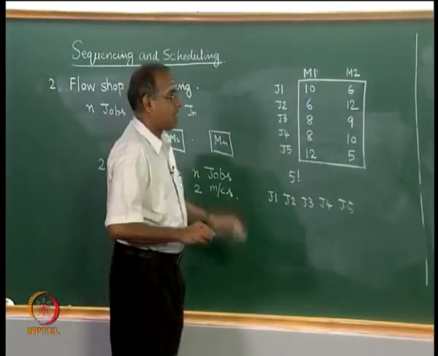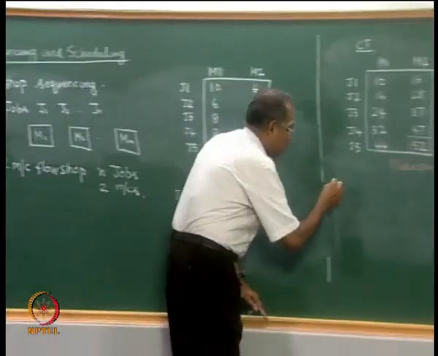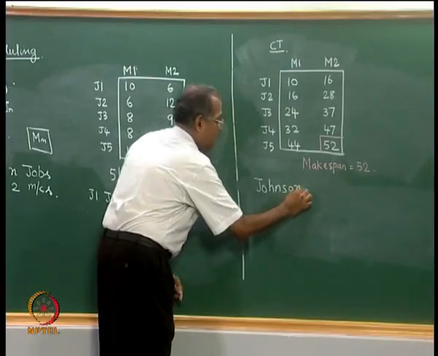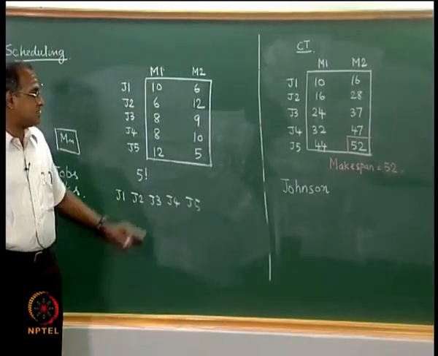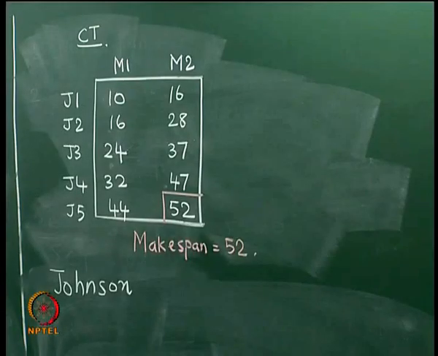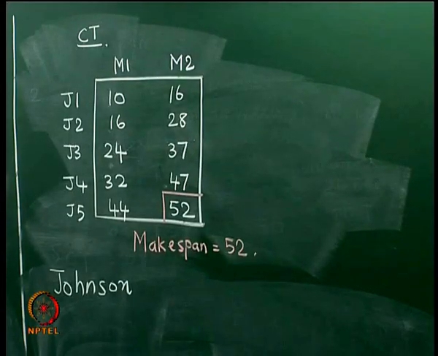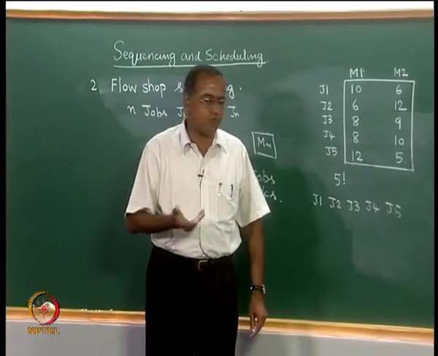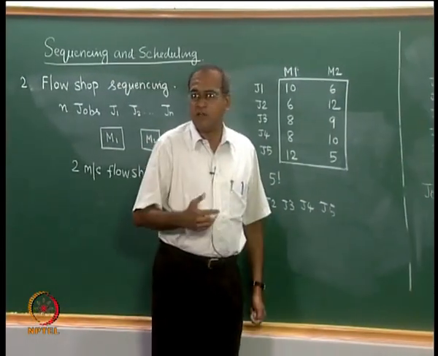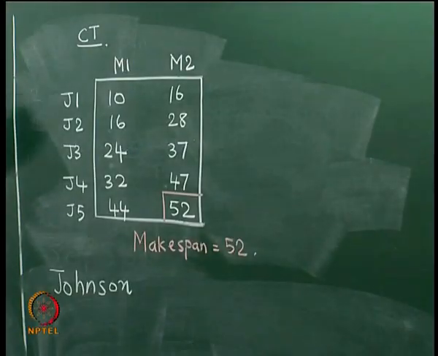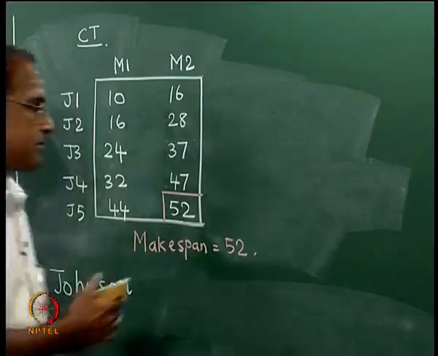Now, a very popular algorithm is called Johnson's algorithm, developed by Johnson in the year 1954, which tries to minimize the makespan on two machines. Johnson not only gave a very simple algorithm, but he actually gave a very elegant proof for the algorithm. So, we will see the algorithm alone in this lecture series, we will not see the proof, but we will see how intuitive Johnson's algorithm is when it comes to solving a two machine flow shop sequencing problem.